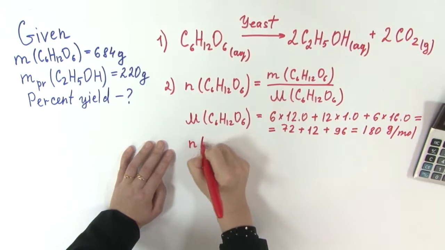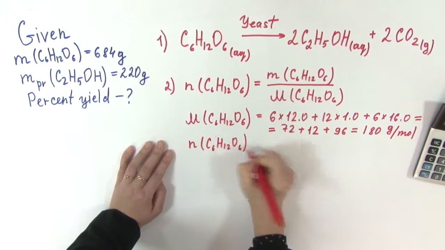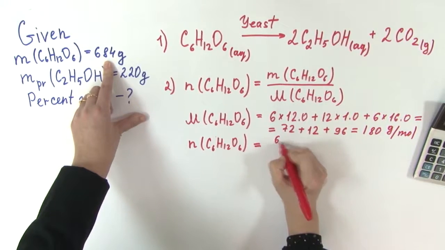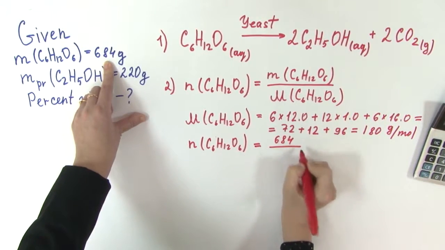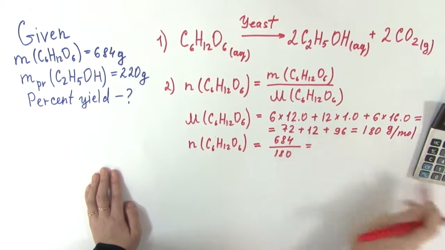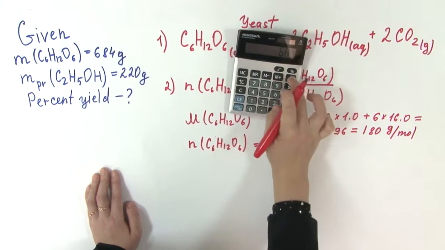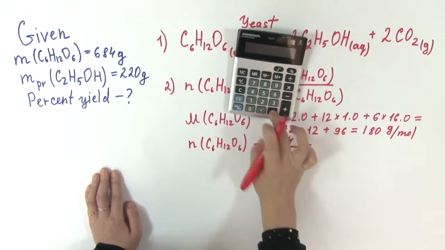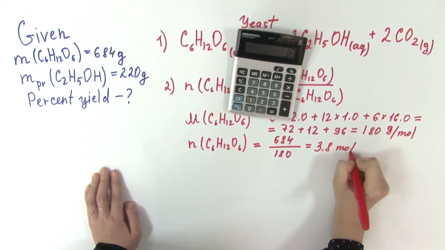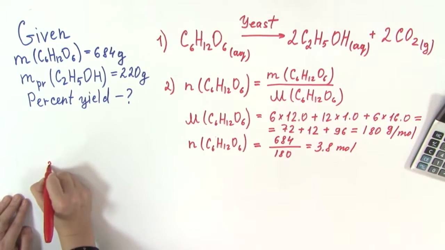So now we can find the moles of glucose, which are given to us by the task. The mass of glucose given is 684 grams divided by the molar mass 180. We obtain 3.80 moles.